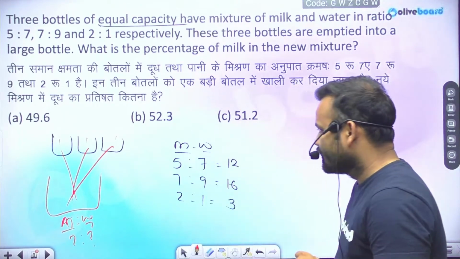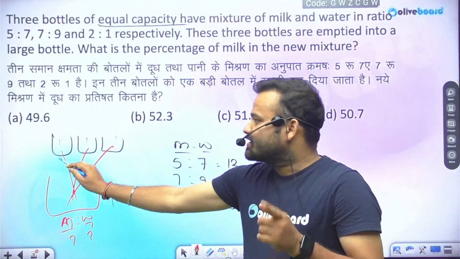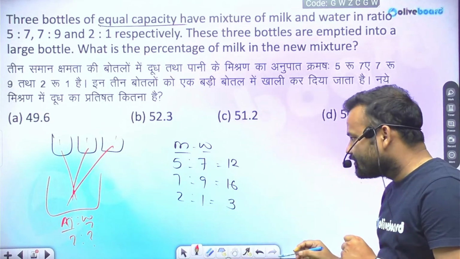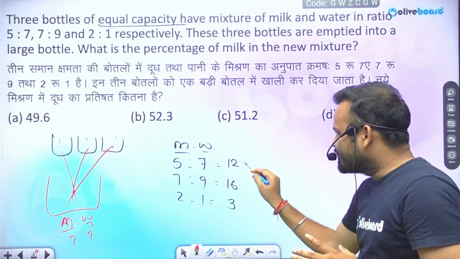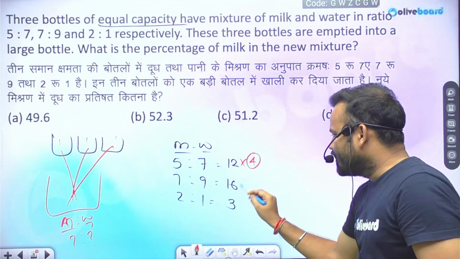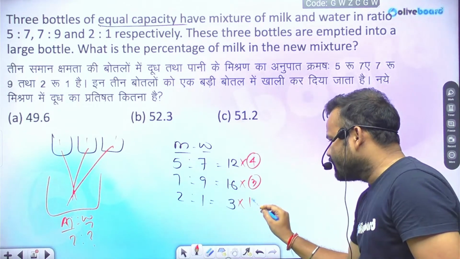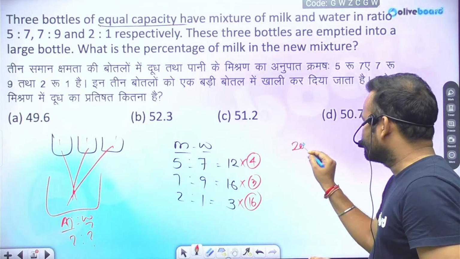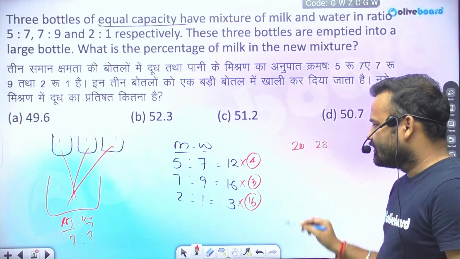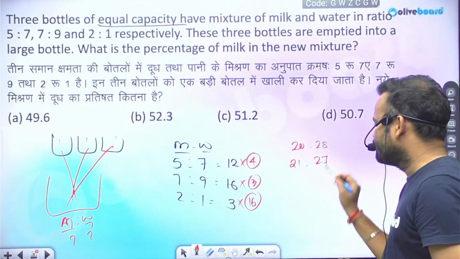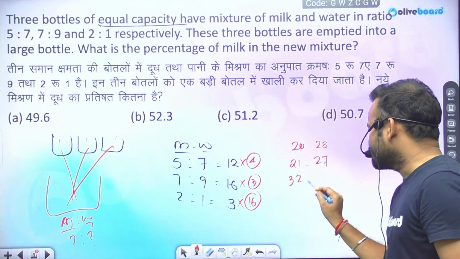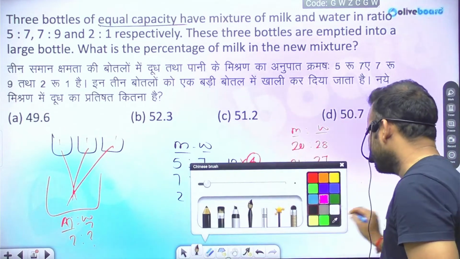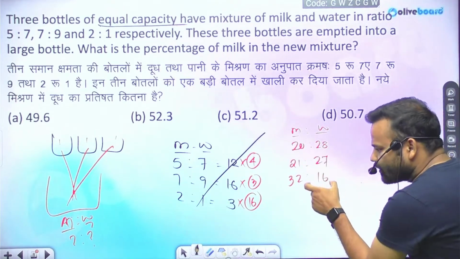So sir, volume is equal. The question is saying that they should be mixed in equal volume. So make the volume equal. The multiple of 12, 16 and 3 is 48. Multiply by 4, multiply by 3 and multiply by 16, you will be getting 48 as LCM. Sir, 4 times of 5 is what? 20 ratio 28. This is 48. This is 21 ratio 27. This is 48. And this is 32 ratio 16. This is 48. This is milk, and this is water. So what is the amount of milk? See, this is 48, 48, 48. Volumes are equal.